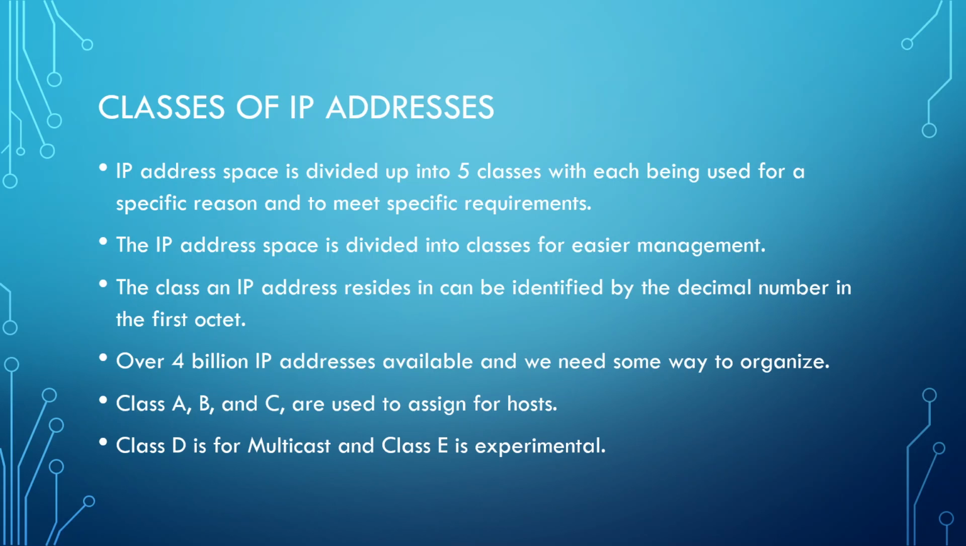The class that an IP address belongs to can be identified by looking at the decimal number in the first octet. The decimal number tells us whether this IP address assigned to a host is a Class A address, a Class B or Class C, or whether it is in fact a multicast address because its first octet is from within the Class D range.